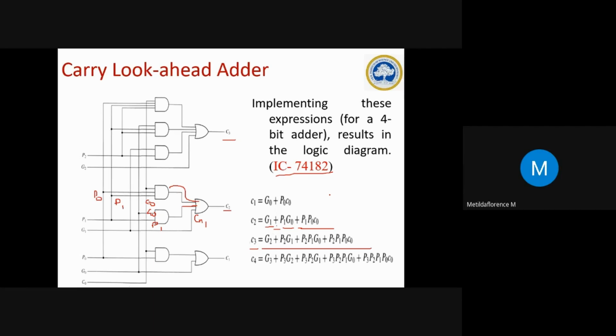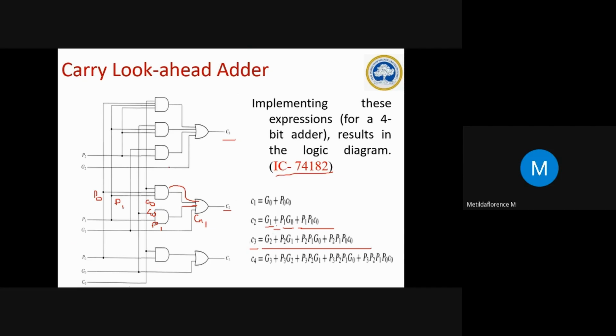So here, the IC number also you can remember. This 4-bit adder, the carries are made as a single chip. The IC number is 74182. Maybe an MCQ question. So after forming this circuit, they will make it as a single chip.